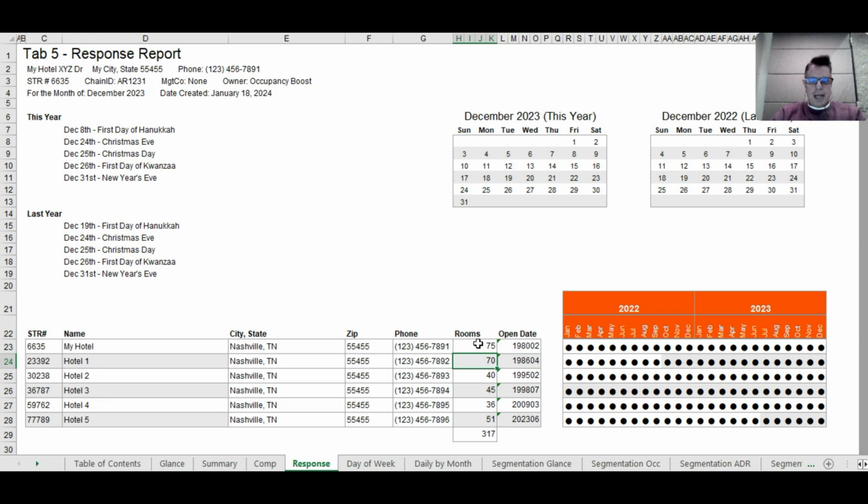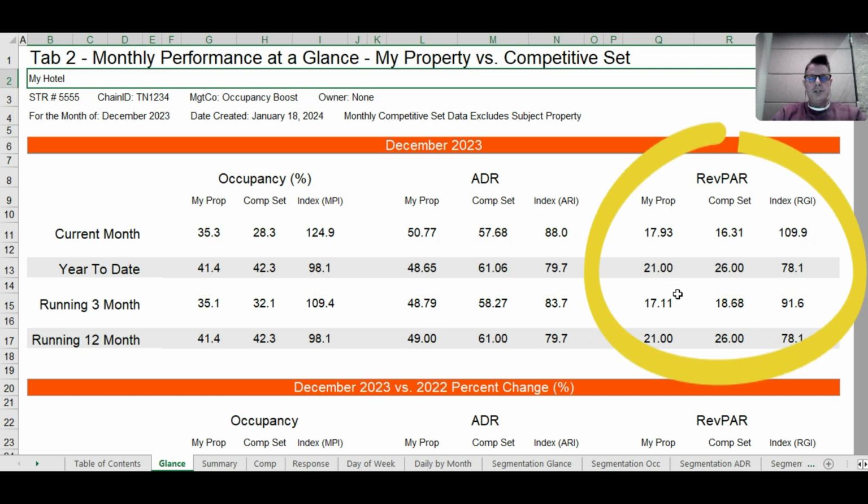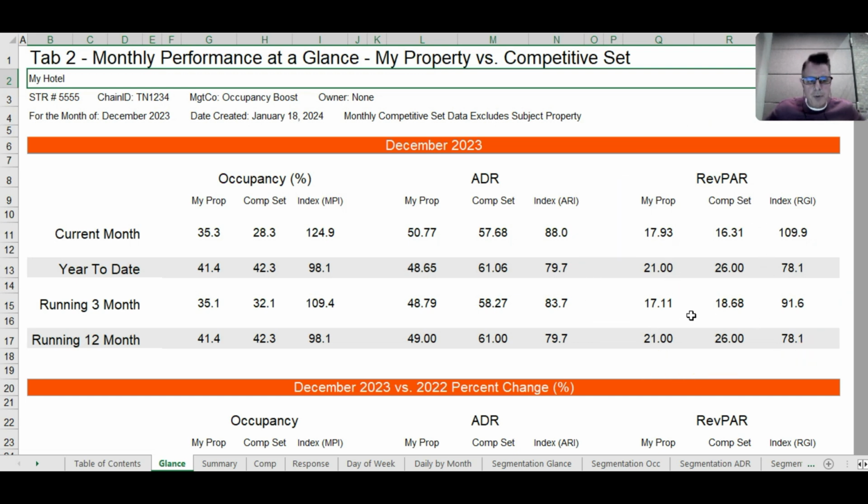So response tab, 75 rooms is what this property has. And if we go back to the glance page, we are on the year-end December 2023 STR report. And the area we're going to focus on today is this RevPAR area right here, RevPAR. And this is my favorite area to visit on a STR report. To me, it is a definition of the overall health of the hotel. It tells me how this hotel is doing overall, the health of the hotel.